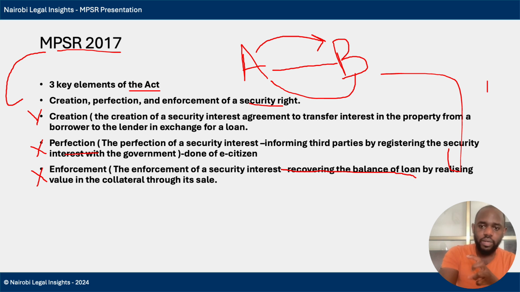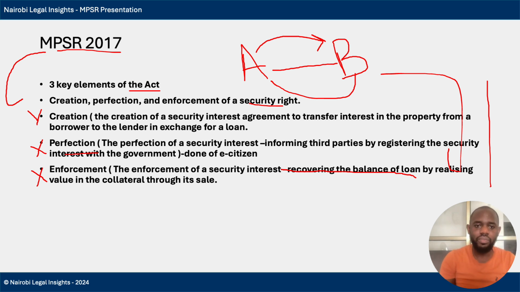And of course, this already shows you that when you follow the regulations within the Movable Property Security Rights Act 2017, then you're protected, because you would have created a security interest in that asset before giving out a loan. You would have perfected that security right in that asset by, of course, proceeding to sign a security agreement and then registering a security interest with the government, doing that on eCitizen. Then in the event of any default along the way, as you can see, you can be able to recover the balance of the loan by realizing the value in the collateral through a sale, meaning that you can go and sell the movable assets that belong to person A to recover your money.